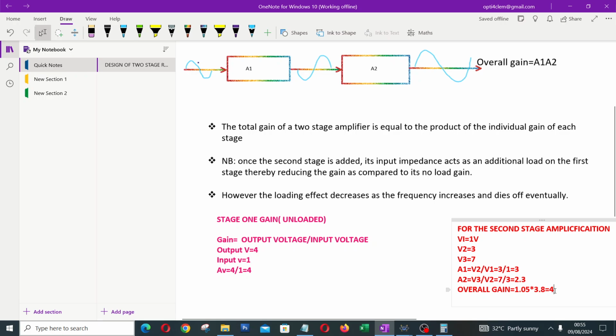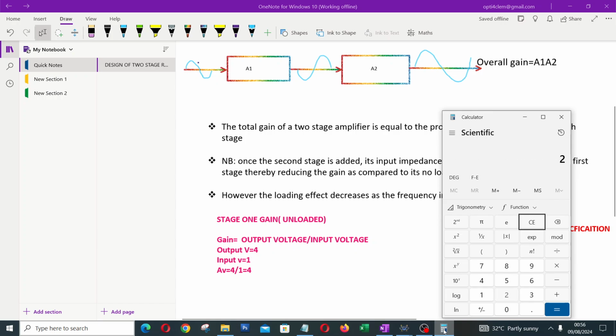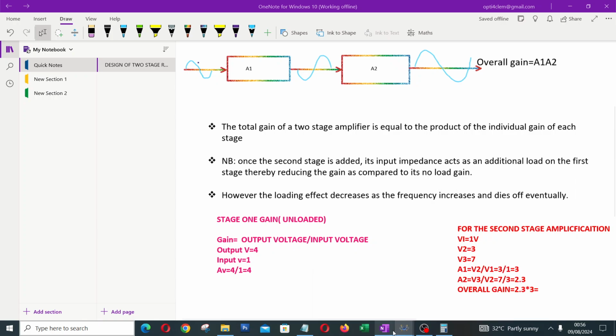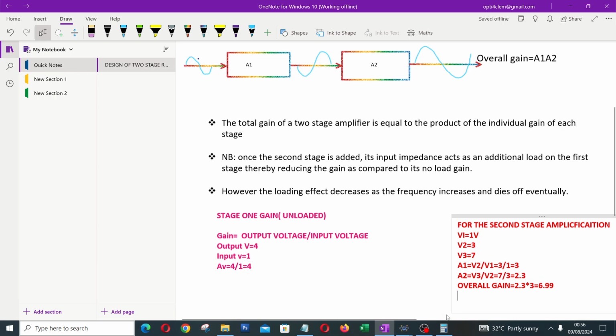Then the overall gain is 2.3 multiplied by 3, which is 6.9, approximately 7. So the overall gain is now 6.99, which is 7 approximately.